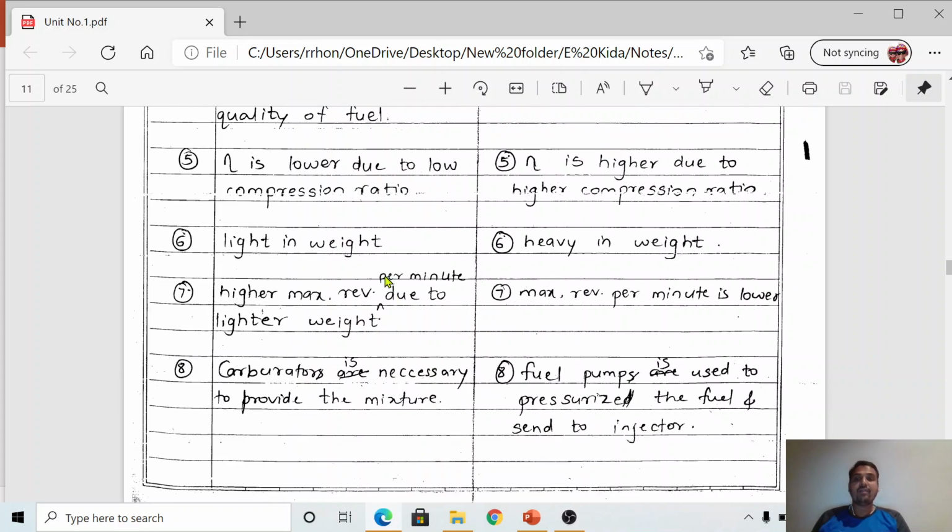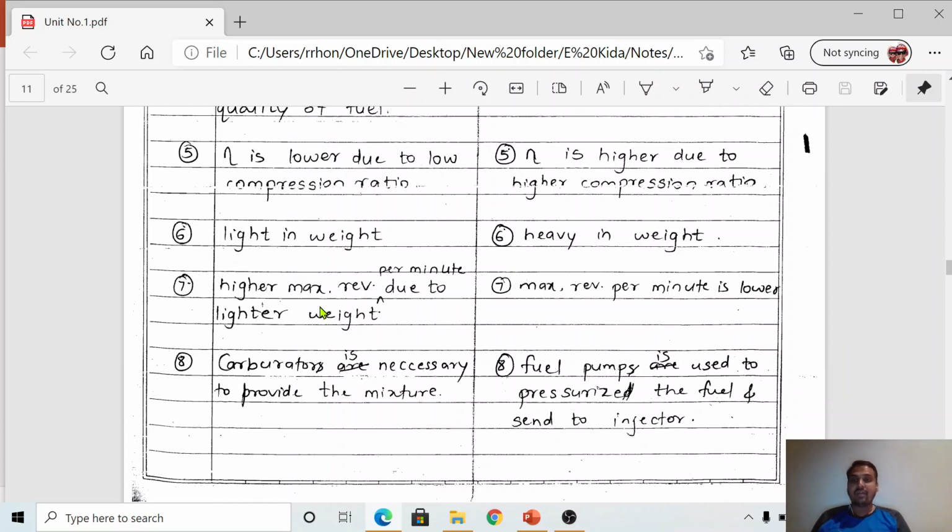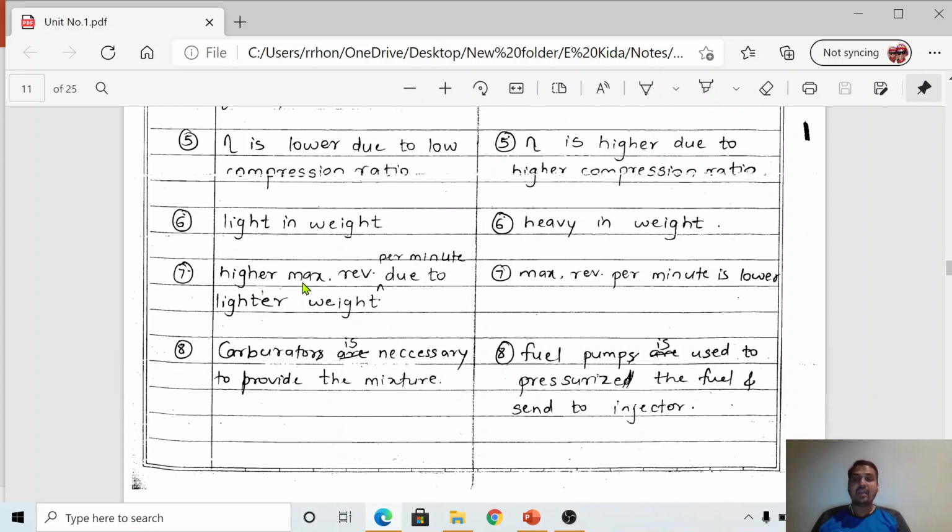The next difference: the SI engine is light in weight and the CI engine is heavy in weight, because different components are present over there, as the compression ratio is on the higher side. That's why the engine is bulky, and that's why its weight is heavy. The next difference: in the case of SI engine, the maximum revolutions per minute, that is RPM, is higher due to lighter weight.